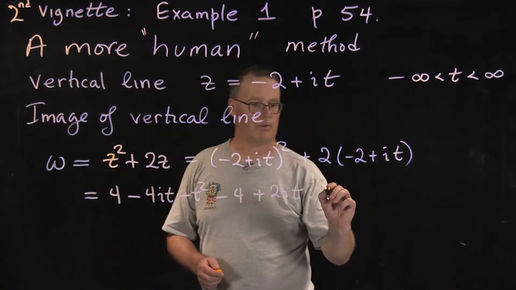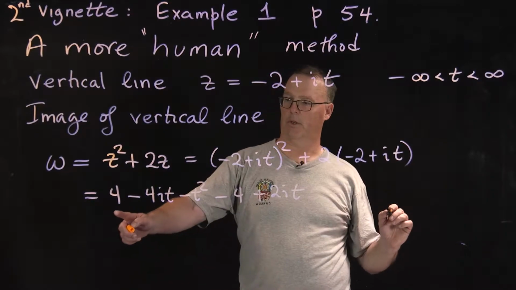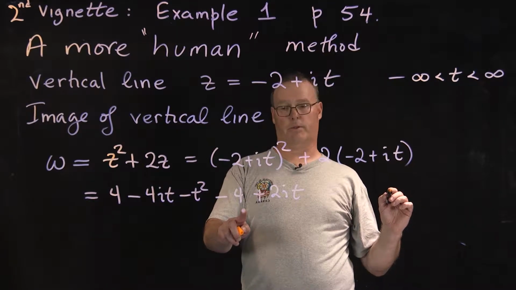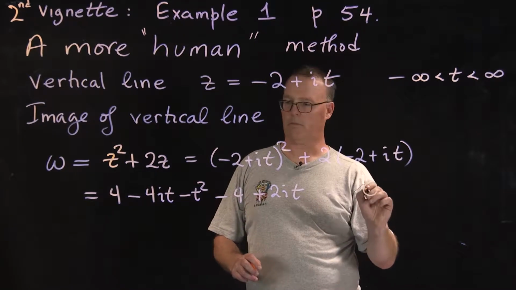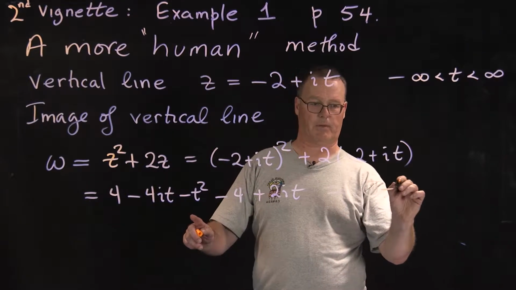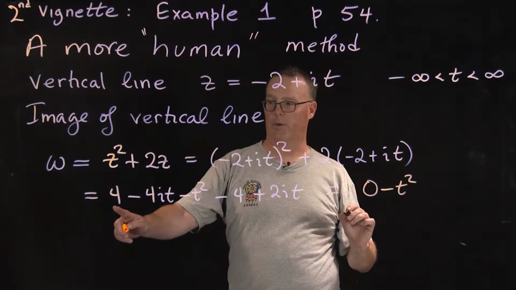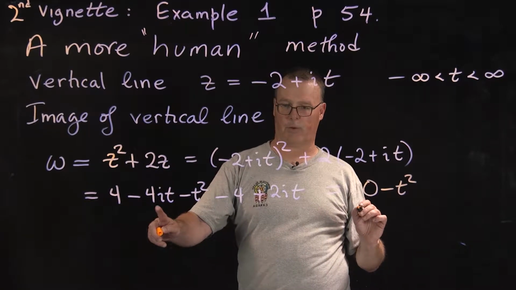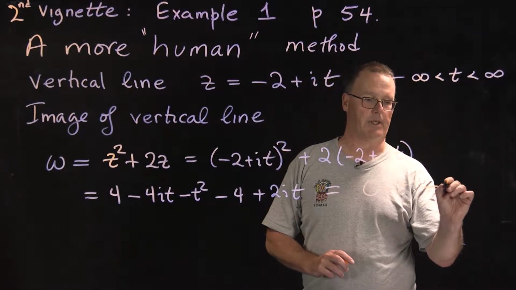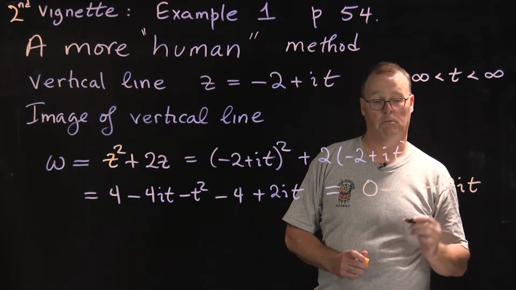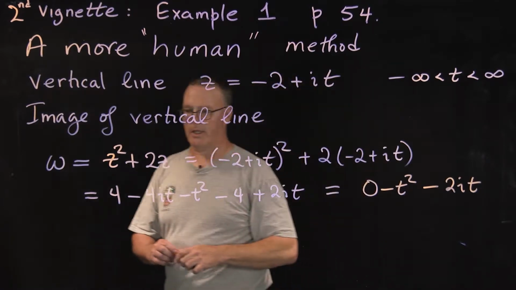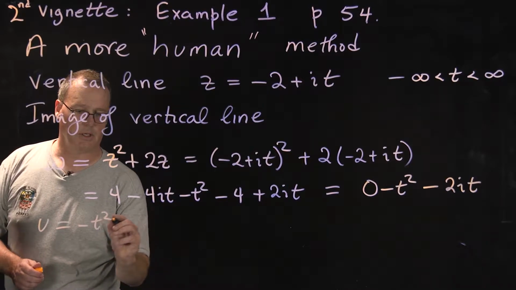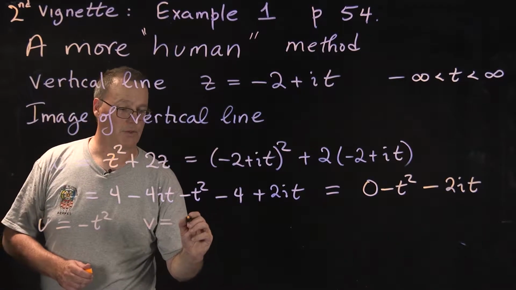which equals, let's use as much space as we got here. So 4 minus 4, that's true, so we get 0. Minus t squared. That's the real part. So that's real, and that's real. And the imaginary part is minus 4it plus 2it, so it's minus 2it. So this says that the u part is just minus t squared, and the v part is minus 2t.